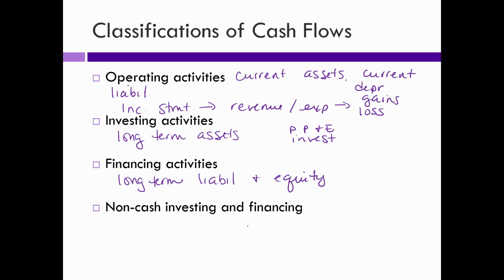So for example, I bought a building but I didn't pay cash for it, I just issued a notes payable, or I borrowed money to do it. So that'll affect your investing and financing, but there's no cash here. Or somebody gave me a building and instead of paying him cash, I paid him in stock. So that would affect equity and long-term assets, but there's no cash.